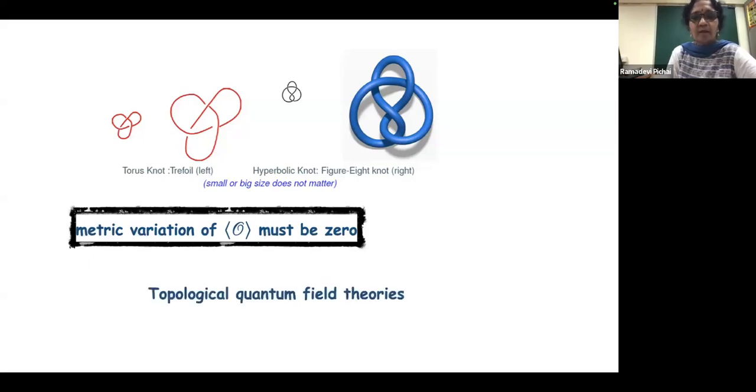Is that clear? And the broad quantum field theory, which captures this, doesn't see whether it's small or big. Those are what we call a topological quantum field theory.